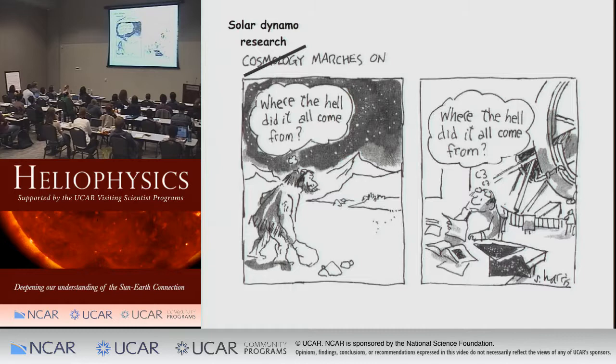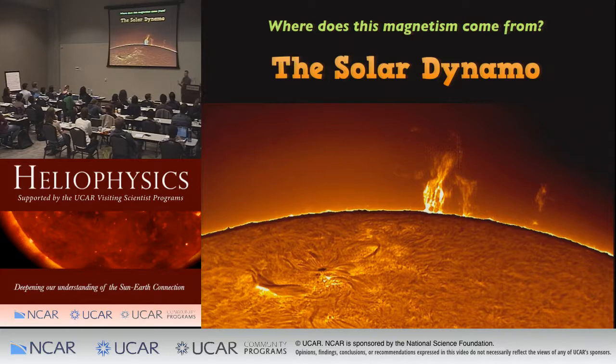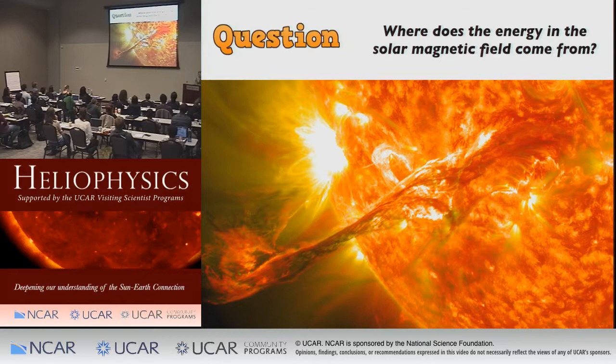All right. So where does all this come from? The magnetic field of the sun, where does it come from? This is what the solar dynamo is, of course. All right. So question, where does the magnetic energy of the sun come from? The energy that forms all these magnetic features?